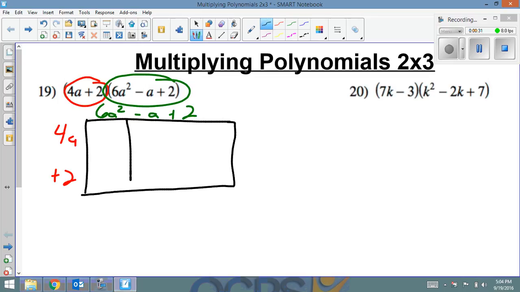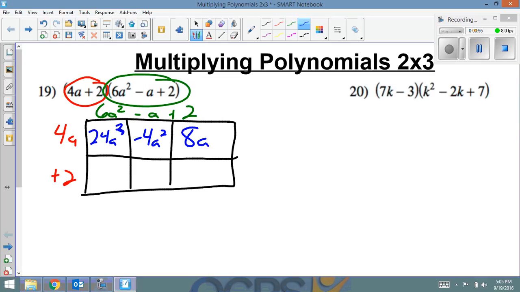Okay, we're going to draw our lines here. Split it. Okay, and each box is going to tell us what we got. So we got here 4a times 6a squared will be 24a to the third. Here we have 4a times negative a, that's going to give me negative 4a squared. Here we have 4a times 2, that's going to give me 8a. Here we'll have 2 times 6a squared, that's 12a squared. Here we have 2 times negative a, that's negative 2a. And then the last box is 2 times 2, which is 4.